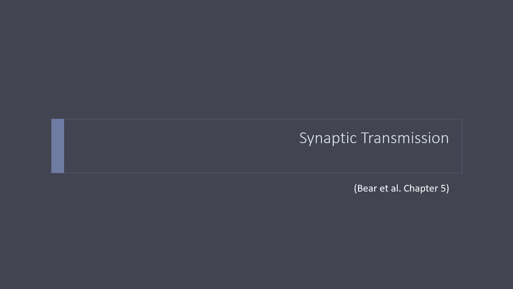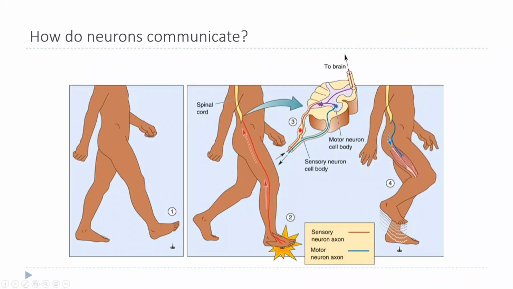Now we're ready to talk about synaptic transmission. So let's first go back and revisit our naked friend here. If you recall, he was walking around his bedroom and he stepped on a tack, and that pain signal, which was generated in a sensory neuron axon in his foot, was transmitted along the nerve axon by an action potential. So we talked all about how action potentials are produced and how they propagate.